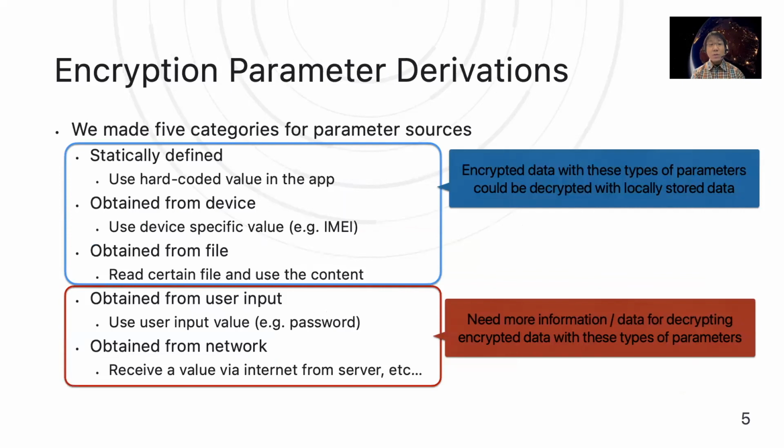I'd like to explain source of parameter derivation for crypto API calls a little more. We made these 5 categories for the sources. They indicate that encrypted data could be decrypted with locally stored data or not.